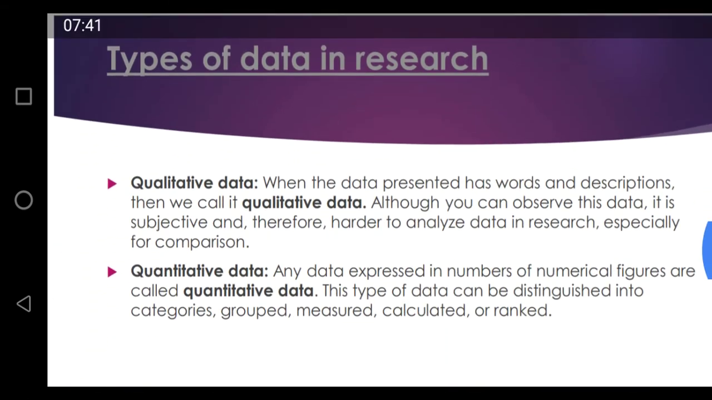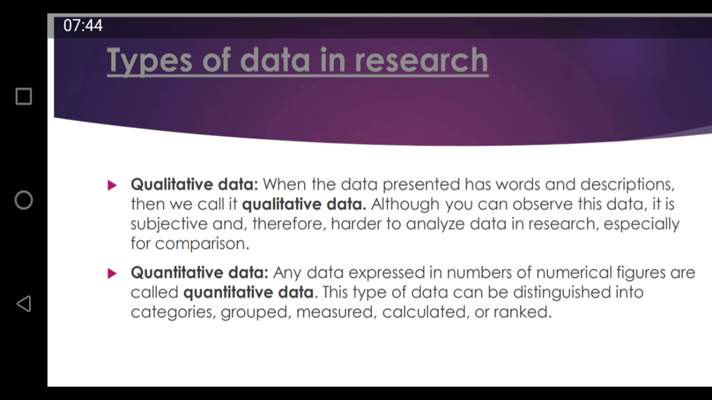Then, what are the different types of data in research, sir? You said one will be qualitative data analysis and the other quantitative analysis. We already came across these words. What is meant by qualitative? Qualitative means we always put our concentration with respect to the qualities. Quantitative means we put the concentration in terms of the quantities here. Qualitative data is when the data presented has words and descriptions; then we call it qualitative. 100%.